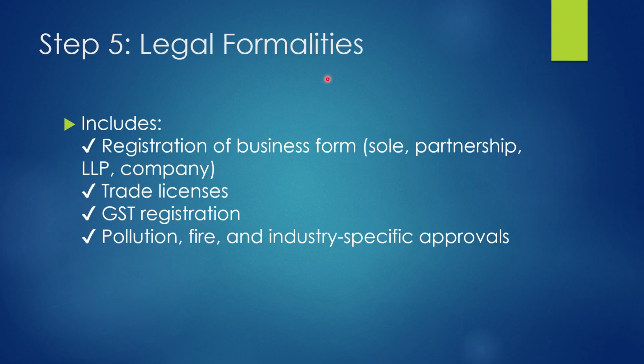So some common legal requirements include registration of the business name and the type of the business, whether it is a sole proprietorship, partnership, LLP or a company, right? Then obtaining business licenses, the trade licenses, GST registration, the trade licenses from local authorities, import-export code if it is required, registration under the Shops and Establishment Act, environmental clearance for the industries, which covers pollution, fire and industry-specific approvals.